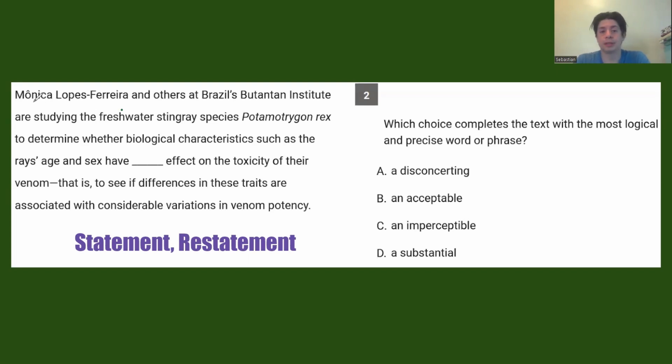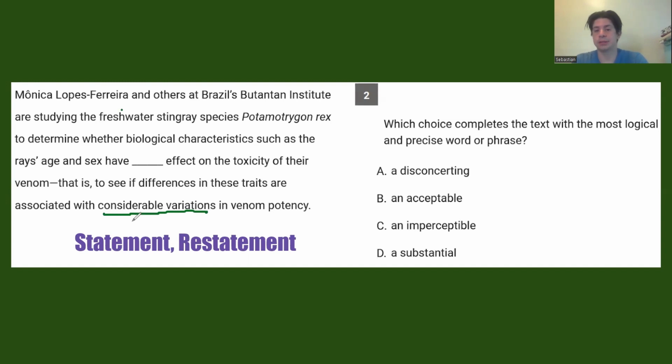So remember, you use all 6 of them always, but I'm just highlighting maybe the most helpful one for each question. So have a blank effect on the toxicity of their venom. So that is to see if differences in these traits are associated with the considerable variations in, so considerable variations, right? So that's what they're trying to see, right? Considerable is about size, right?